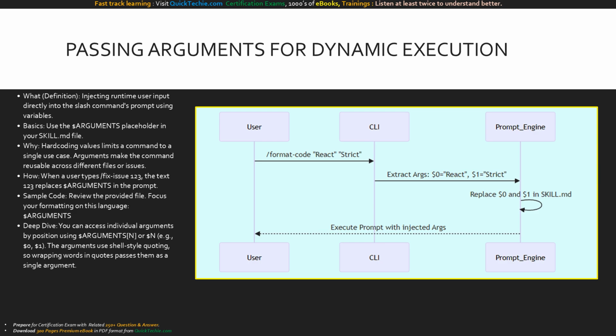How does it work in practice? If your prompt contains the placeholder and a user types /fix-issue 123, the system dynamically replaces the $ARGUMENTS tag with the string 123. Check out the sample code on the slide.